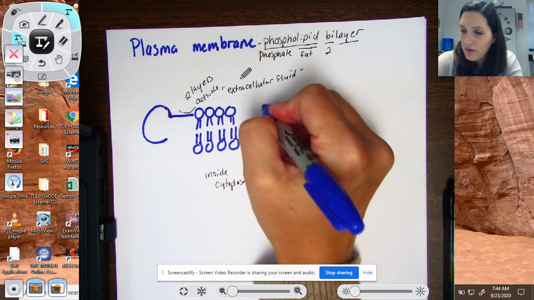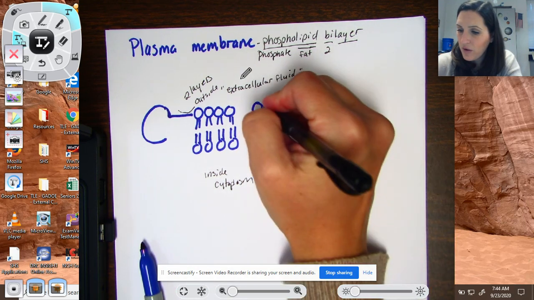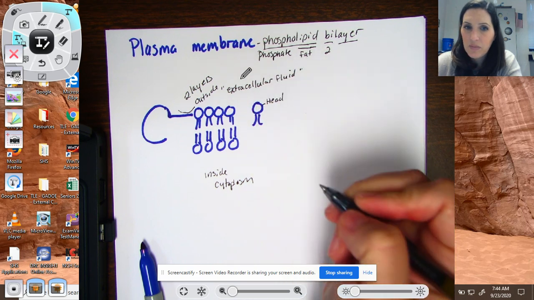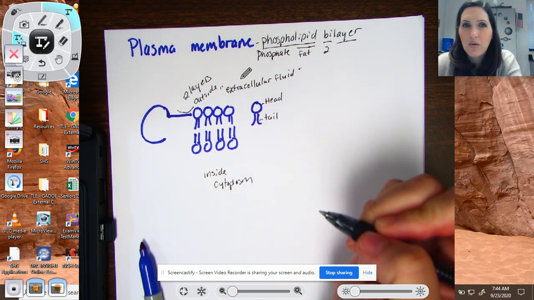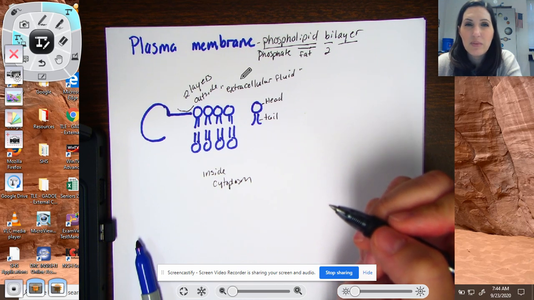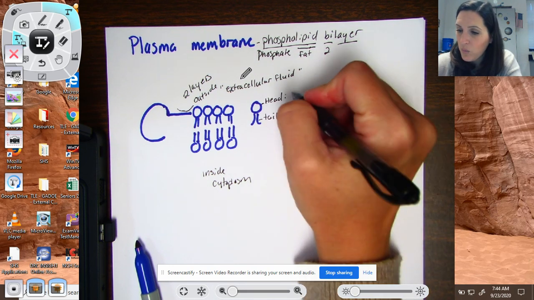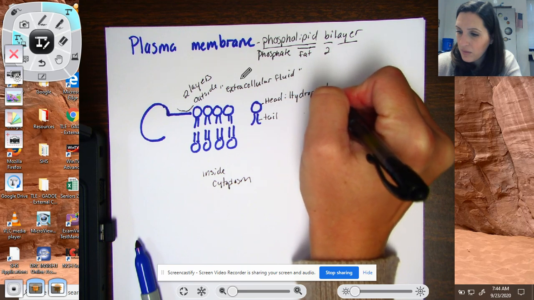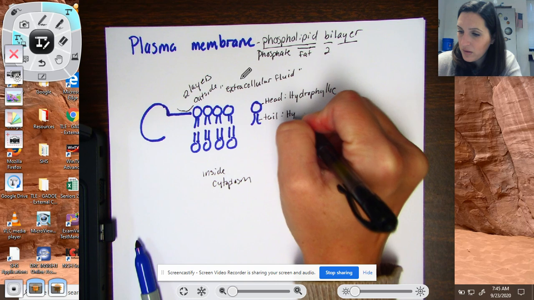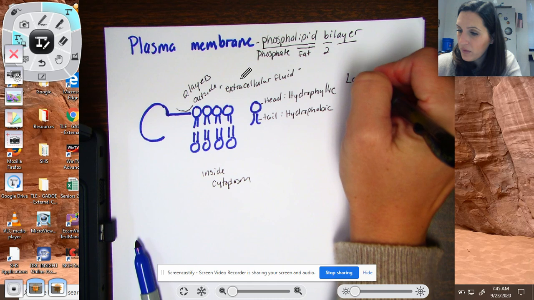All right, let's remind ourselves that this little guy right here is called the head, and this is called the tail. I do recommend that you draw this at home, practice going over it, and draw this with me. So I'm going to go fast, but you can hit pause anytime you want to. The head we call hydrophilic, and the tail we say is hydrophobic. This gets us into our Latin real quick.